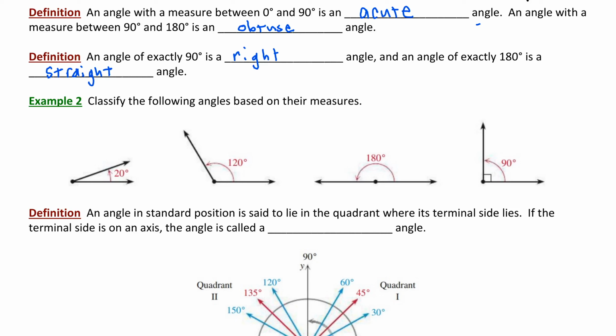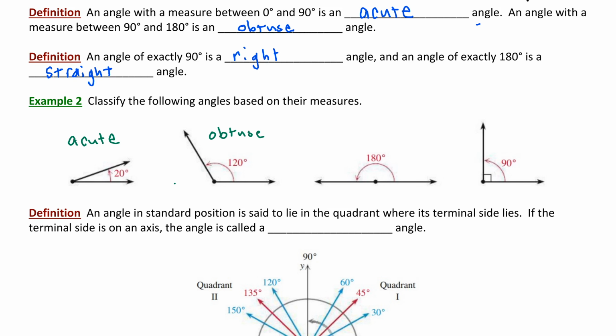Let's use those descriptive vocabulary words to classify the following angles in example 2 based on their measures. The first angle there has a measure of 20 degrees. Notice it's in the positive direction because we are rotating in the counterclockwise direction. So this is an example of an acute angle because it has a measure between, and not including, 0 and 90 degrees. The second angle, because the measure is greater than 90 degrees but less than 180 degrees, is what an obtuse angle looks like.